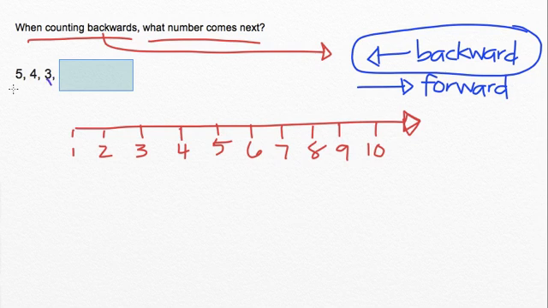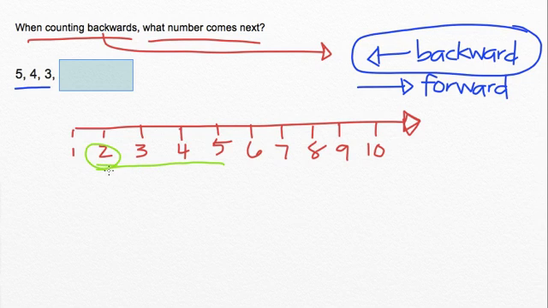So here we have 5, 4, 3, and we want to know, what number comes after 3? Let's go ahead and find 5, 4, 3 on our number line. I think I found them right here. So I have 5 and 4 and 3, and then we end up at 2. So we know that 2 comes after 3 when we're counting backwards.